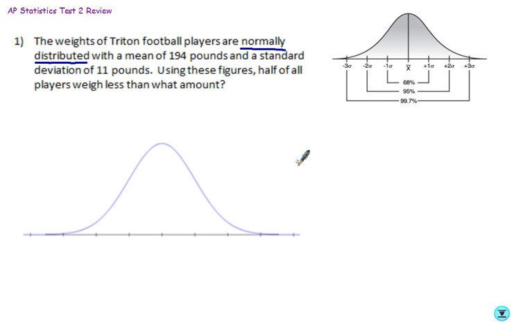Number one says the weights of Triton football players are normally distributed with a mean of 194 pounds and a standard deviation of 11 pounds. Notice I underlined they're normally distributed.